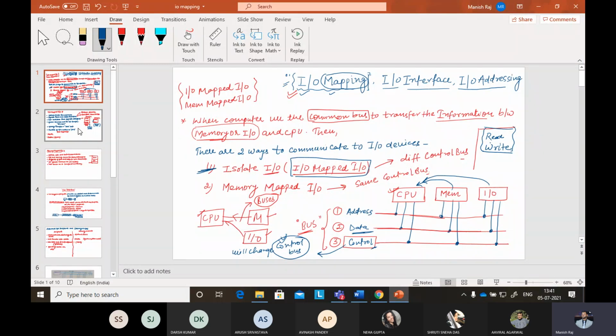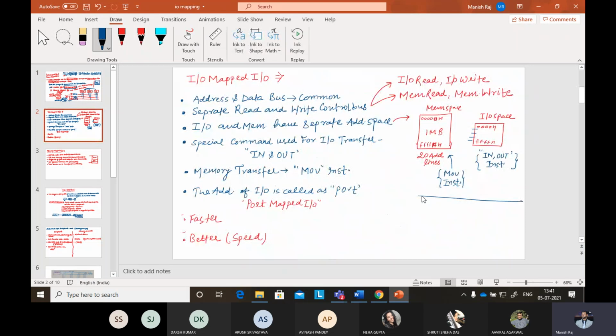I am coming to the next part so you can understand here. You can use the control buses. Here the control buses use memory write and memory read, or IO read and IO write.